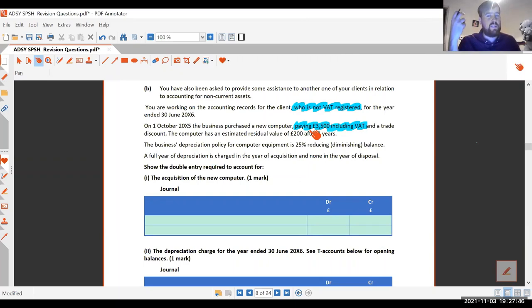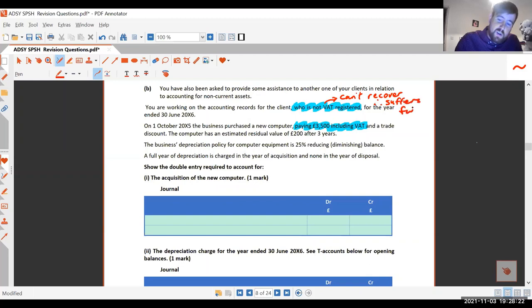Yeah, so it's linking back to the fact it's not VAT registered. What would they be able to do if they were VAT registered that would potentially change our treatment here? Yeah, that claim, Anthony. Yeah, Karen as well. Normally, the VAT element of this, they would be able to reclaim from HMRC. But the fact that they are not VAT registered means that they can't recover that VAT element. So the business itself is going to suffer the full cost of that transaction.